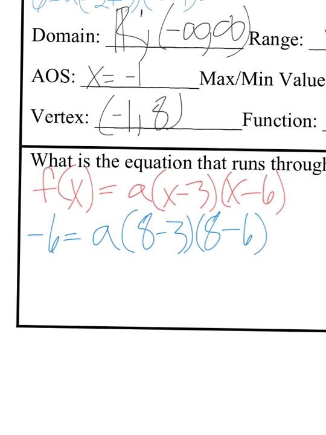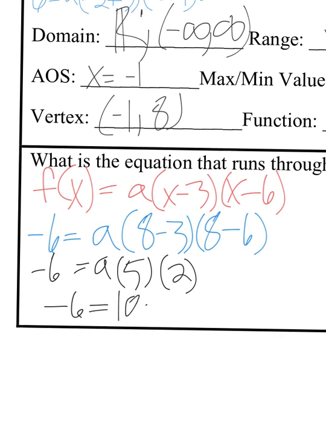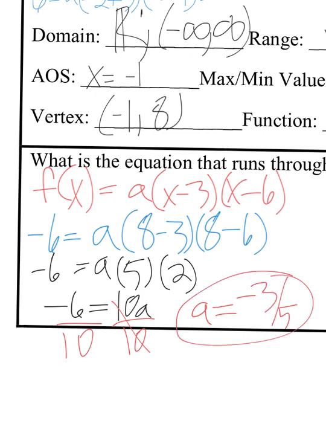So anyway, what is 8 minus 3? That's 5. What is 8 minus 6? That's 2. And so it's equal to -6, because I plugged in 8 for x and -6 for y. So what's 5 times 2? That's 10. So I have -6 equals 10a. So I'm going to get a fraction for a, right? So I need to divide out 10. And so it looks like a is going to equal -6 over 10. That would simplify to -3 over 5.